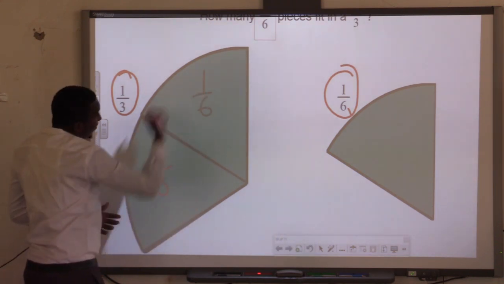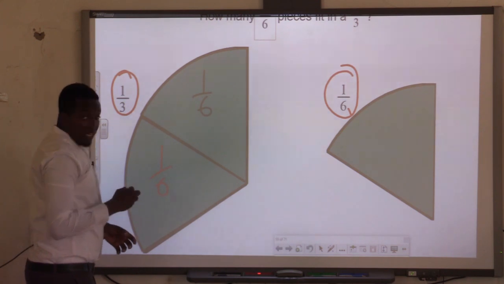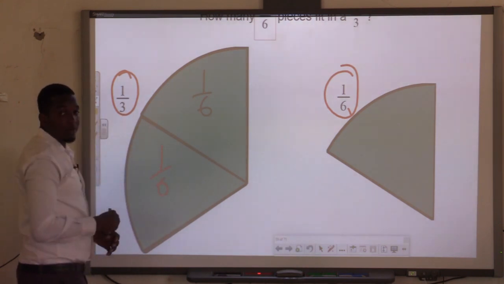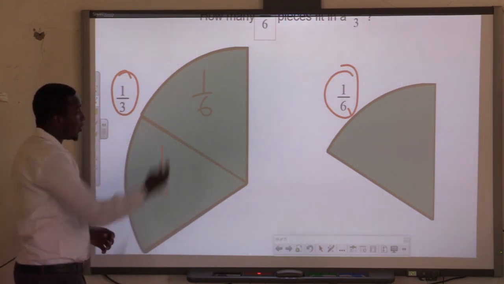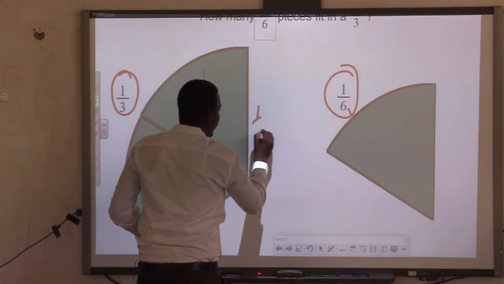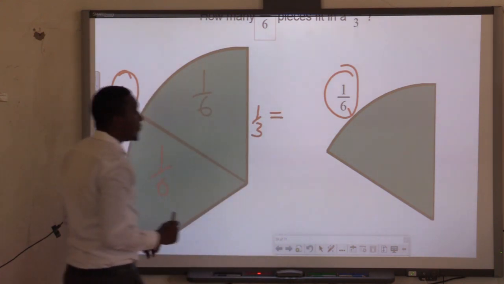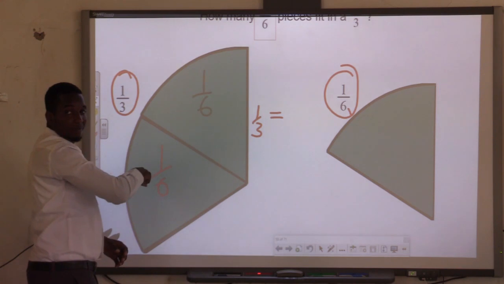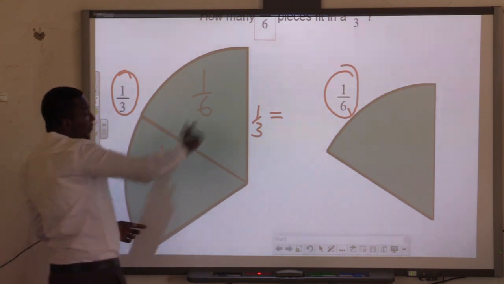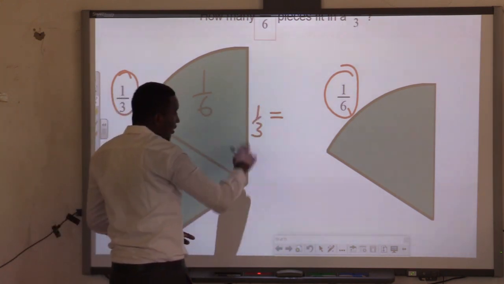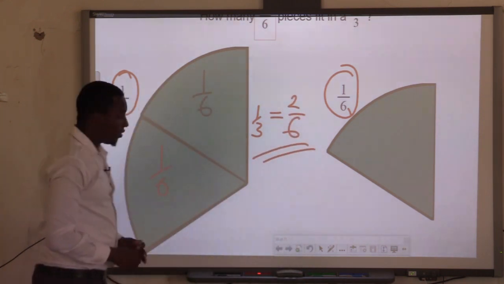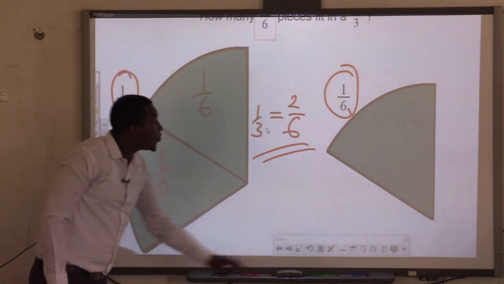So if we are going to write this in fractions, how many pieces of the 1/6 piece fit in the 1/3? 2 pieces. We count 1, 2. So the 1/3 is equal to 2 of the 1/6. The 1/3 that we had previously is equal to 2 of the 1/6. So we are going to have 1/3 is equal to 2/6. 1/3 is equal to 2/6.